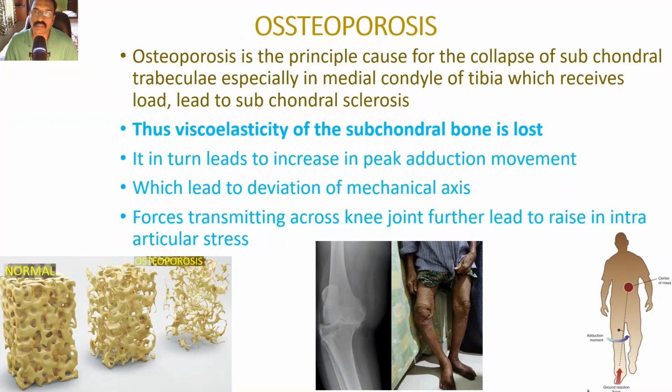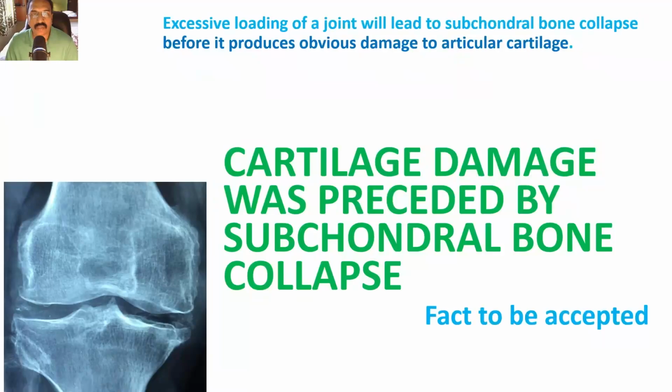Osteoporosis is the principal cause for the collapse of subcondylar trabeculae, especially in the medial condyle of the tibia, which receives load, leading to subcondylar sclerosis. Thus, viscoelasticity of the subcondylar bone is lost. It in turn leads to an increase in peak adduction moment, which leads to deviation of the mechanical axis. Forces transmitting across the knee joint further lead to a rise in intra-articular stress. Excessive loading of the joint will lead to subcondylar bone collapse before it produces obvious damage to articular cartilage. So, cartilage damage is preceded by subcondylar bone collapse.